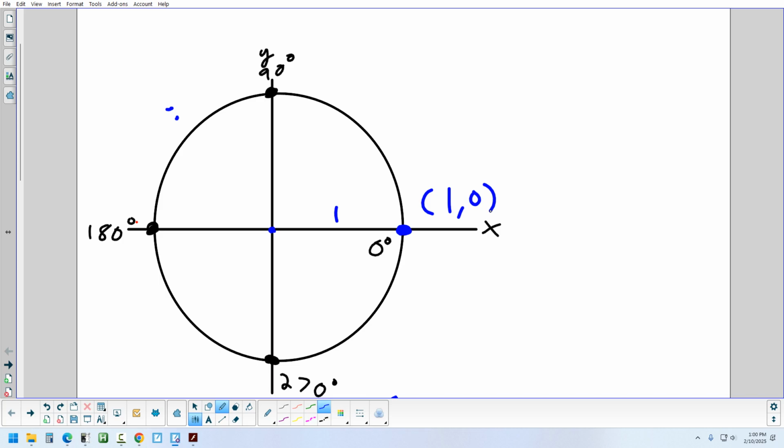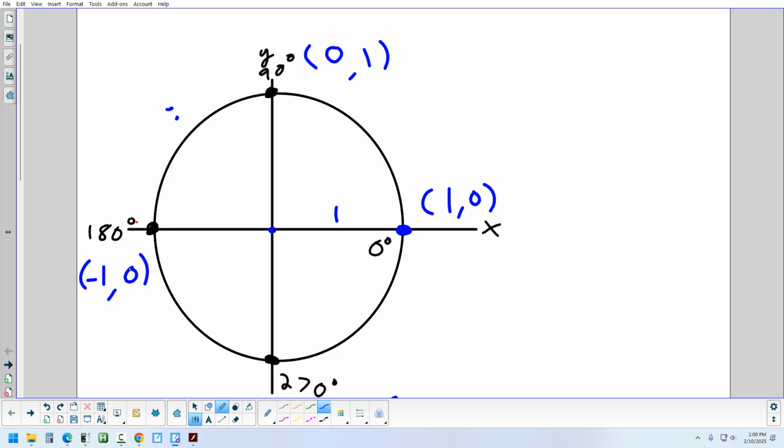Okay, 1, 0. How about the coordinate for 90 degrees? 0, 1. The x value is 0, the y value is 1, and that coordinate never changes. That's always the coordinate for 90 degrees. How about for 180? Negative 1, 0.